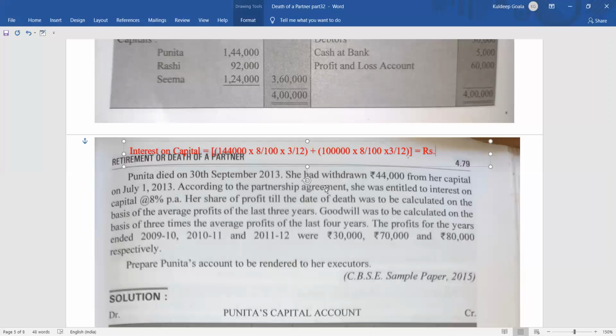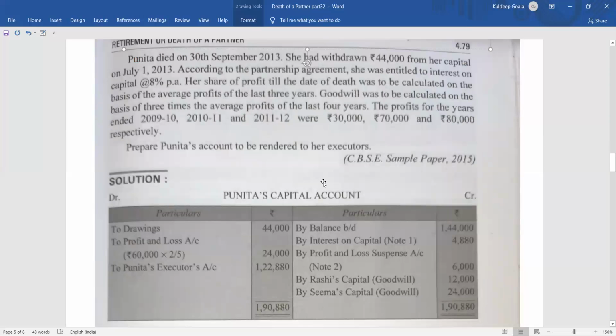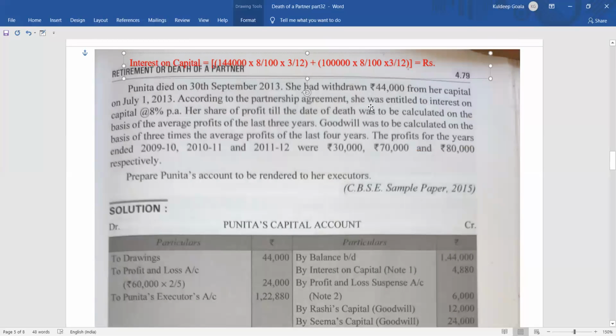It will be 8% if we do. I can just directly find it out. There's no problem in that. Okay, this needs to be shown in the working note. Be careful, this needs to be shown in the working note. You can just make the calculation and you can find it out. It will be 4880. Okay, this will be the amount. Right. Then coming to the next one.